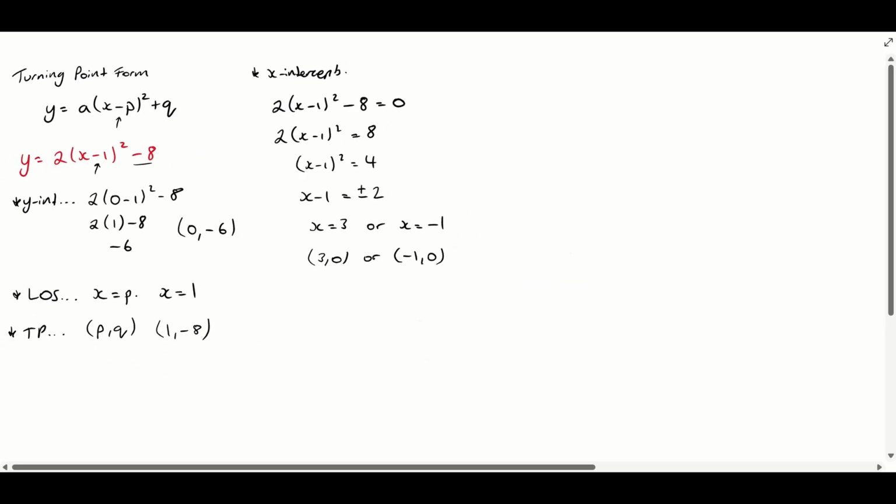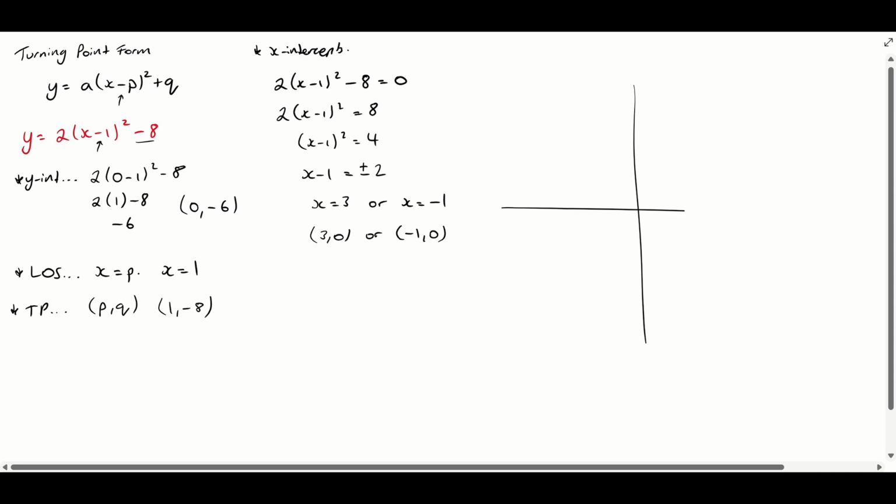Now, if we had to sketch this, we come over to our graph. Now our y-intercept is at (0, -6), so we're sort of down here. Our roots are at 3 and minus 1, so we are here and here. And our line of symmetry is at x equals 1, and our turning point is at y equals negative 8, so a bit below the y-intercept, so we're sort of down there. And if we connected these, we end up with this parabolic shape, which we would expect for a quadratic.